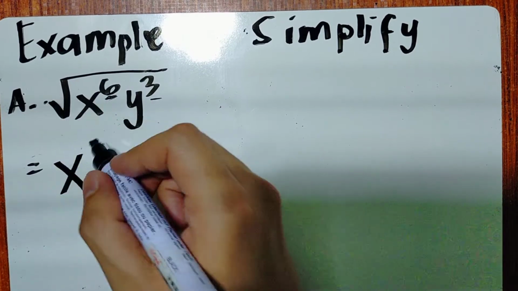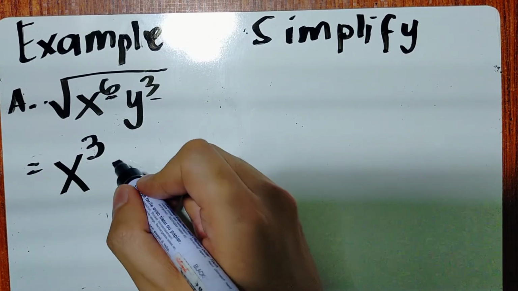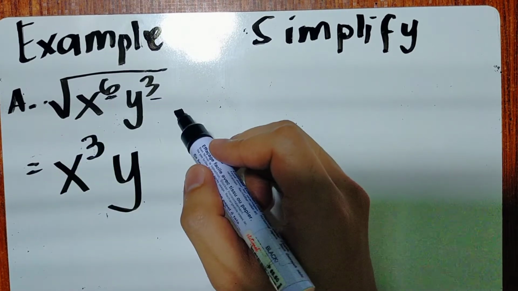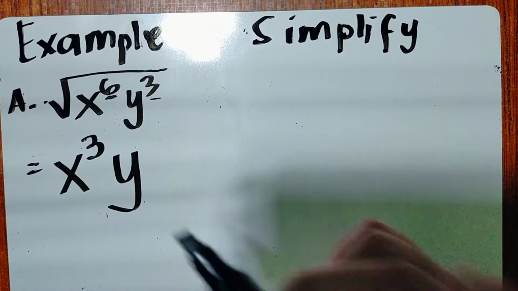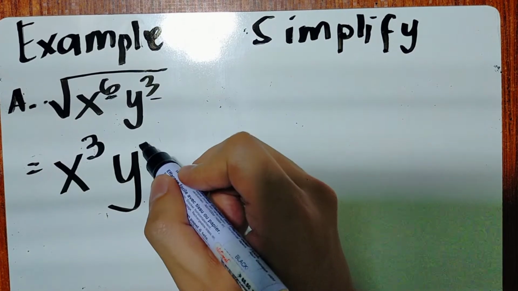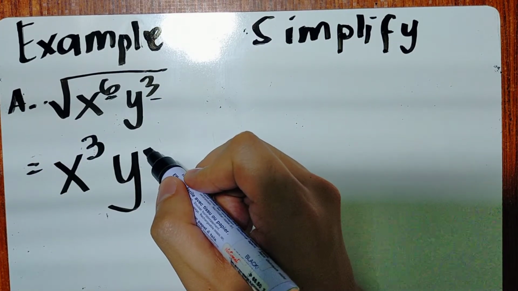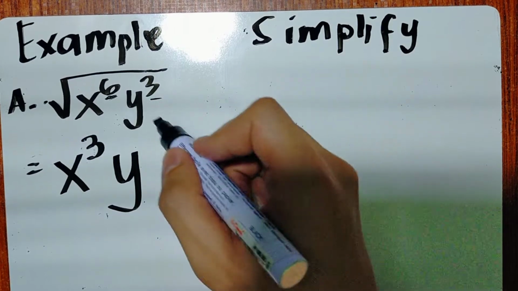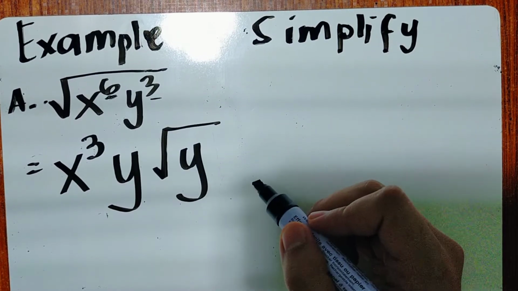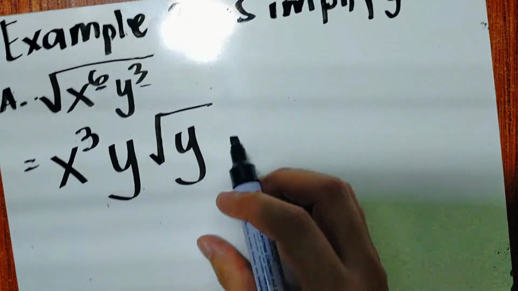6 divided by 2 is 3. And y, 3 divided by 2 is 1. I mean, ilan yung makukuha nating 2 sa 3? Isa lang. So, hindi na natin kailangan isulat pa. So, ano na lang yung natira? Ang natira na lang is y. Bakit y? Ganito po.